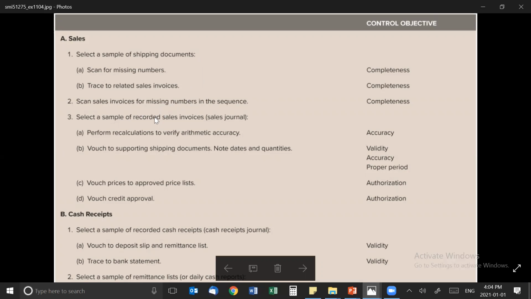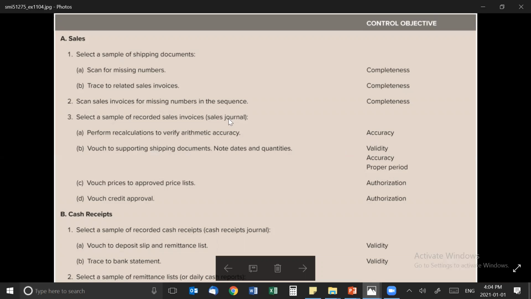You can look at the sales journal and perform any recalculations, like of discounts or quantity times price. We can vouch from the sales invoices to the shipping documents to determine if they're valid.